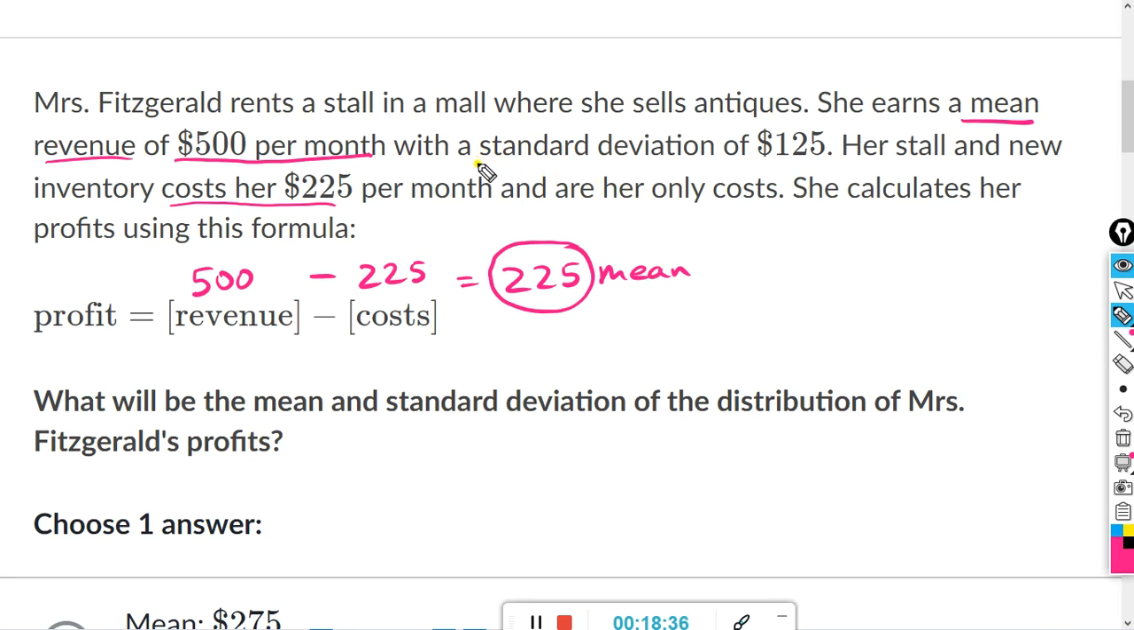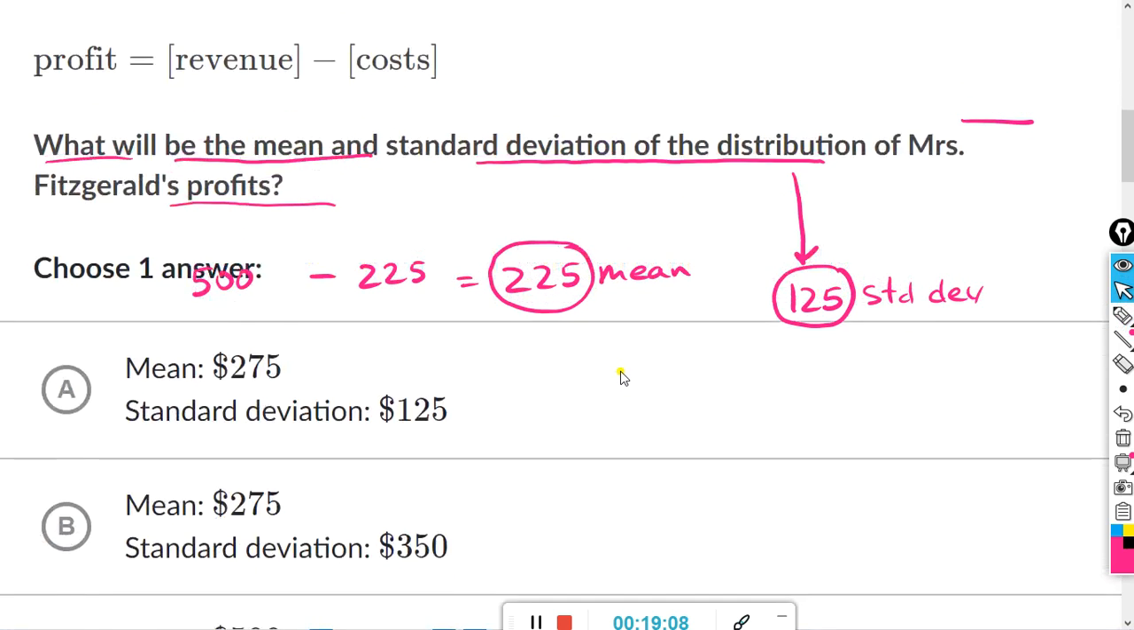And now the standard deviation is 125. Does subtracting affect the standard deviation? No, it does not. The data is still spread out by the same amount. So this does not change. Subtraction does not change standard deviation, so we're just going to leave it. 125 is your standard deviation. Okay, so 225 and 125.